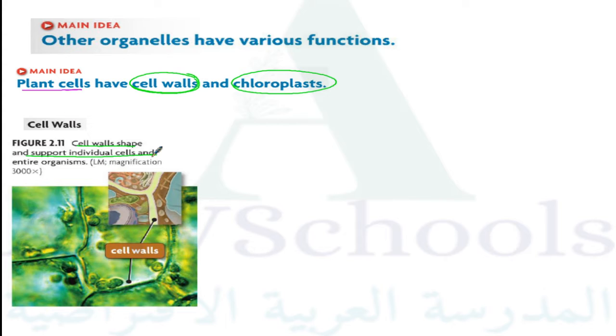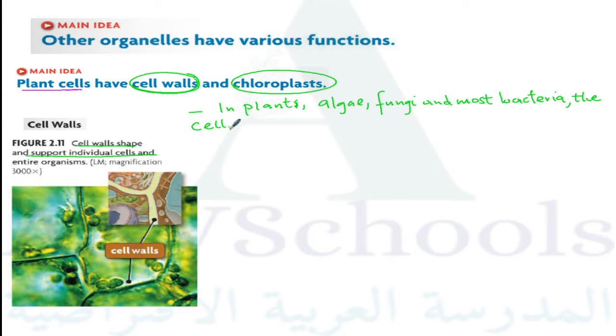In plants, algae, fungi, and most bacteria, the cell membrane is surrounded by a strong cell wall.